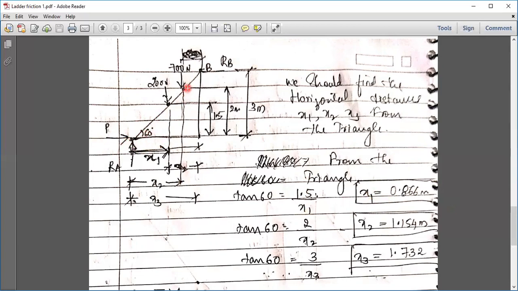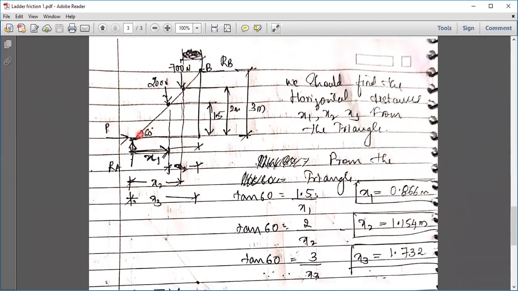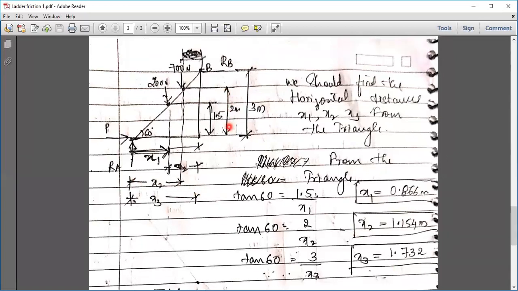Second, the next triangle, that is this bigger middle triangle. So tan of 60 is opposite, that is 2 meters, by adjacent, that is x2. 2 by x2, I get the value of x2. Similarly, the last big triangle, tan 60 is 3 by x3. So I get the value of x3 as 1.732. We found all the three values of x1, x2, x3. I know the vertical heights 1.5, 2 and 3 meters.